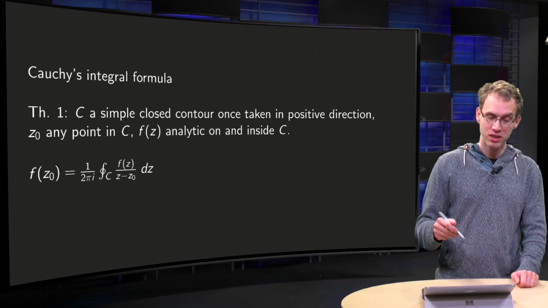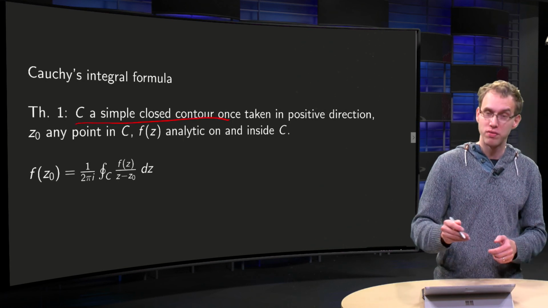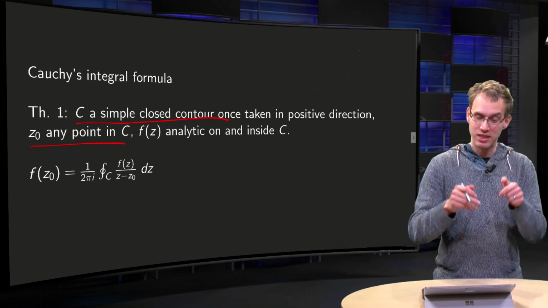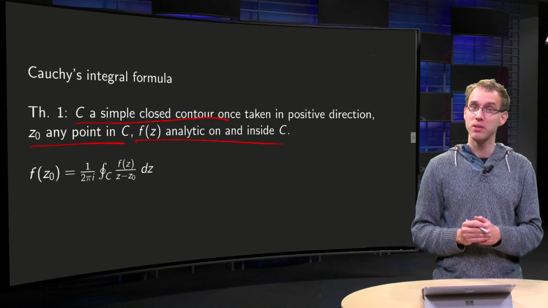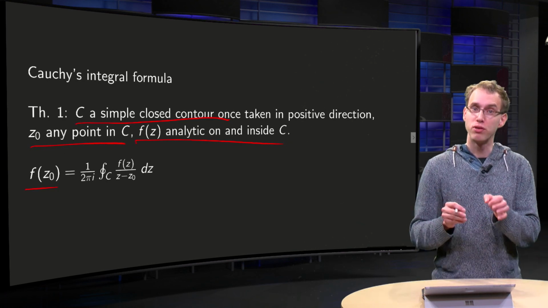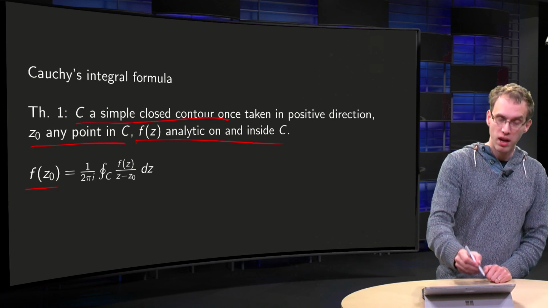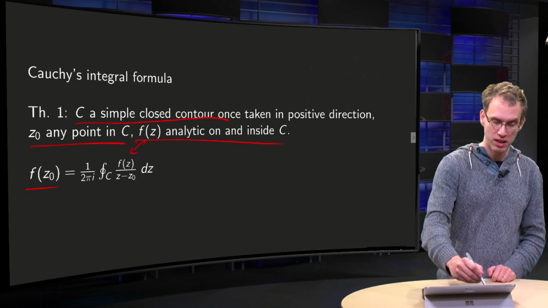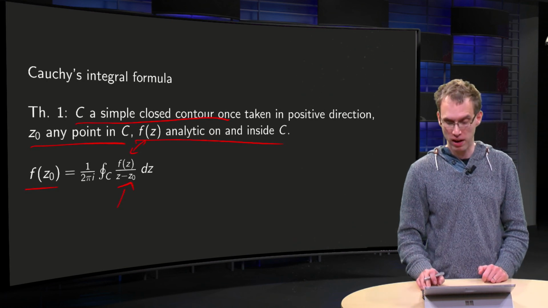So, how does this read? If C is a simple closed contour, taken once in positive direction, so counterclockwise, z0 any point inside C, and your f of z has to be analytic on and inside C. Then you know f of z0, you can compute the function value somewhere inside your domain. You have to integrate, you take as your function numerator f of z and denominator z minus z0, dz. And you have to divide by 2 pi i.